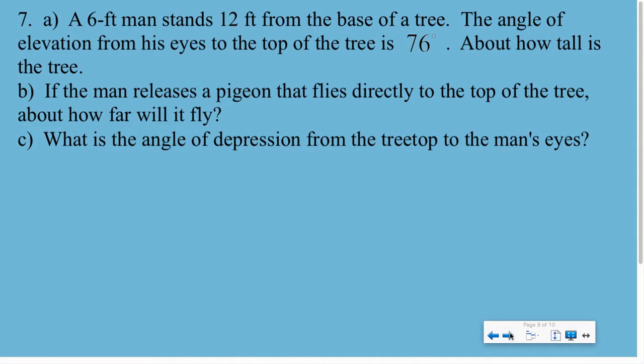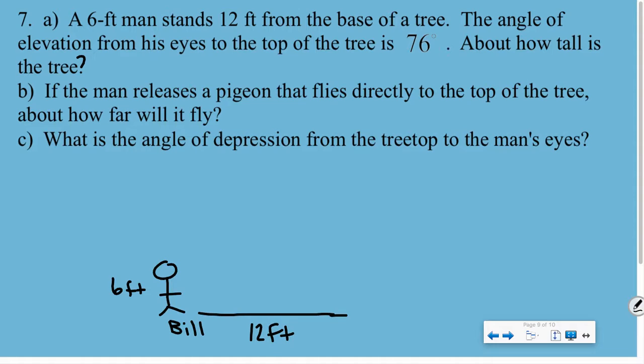Alright, number 7. A 6-foot man stands 12 feet from the base of a tree. The angle of elevation from his eyes to the top of the tree is 76 degrees. About how tall is the tree? Sorry, there's a grammatical error. There should be a question mark there. Again, you need a right triangle. I like to draw details, so. Bill's back. And Bill, remember, is 6 feet tall. And he's standing 12 feet from the base of a tree.